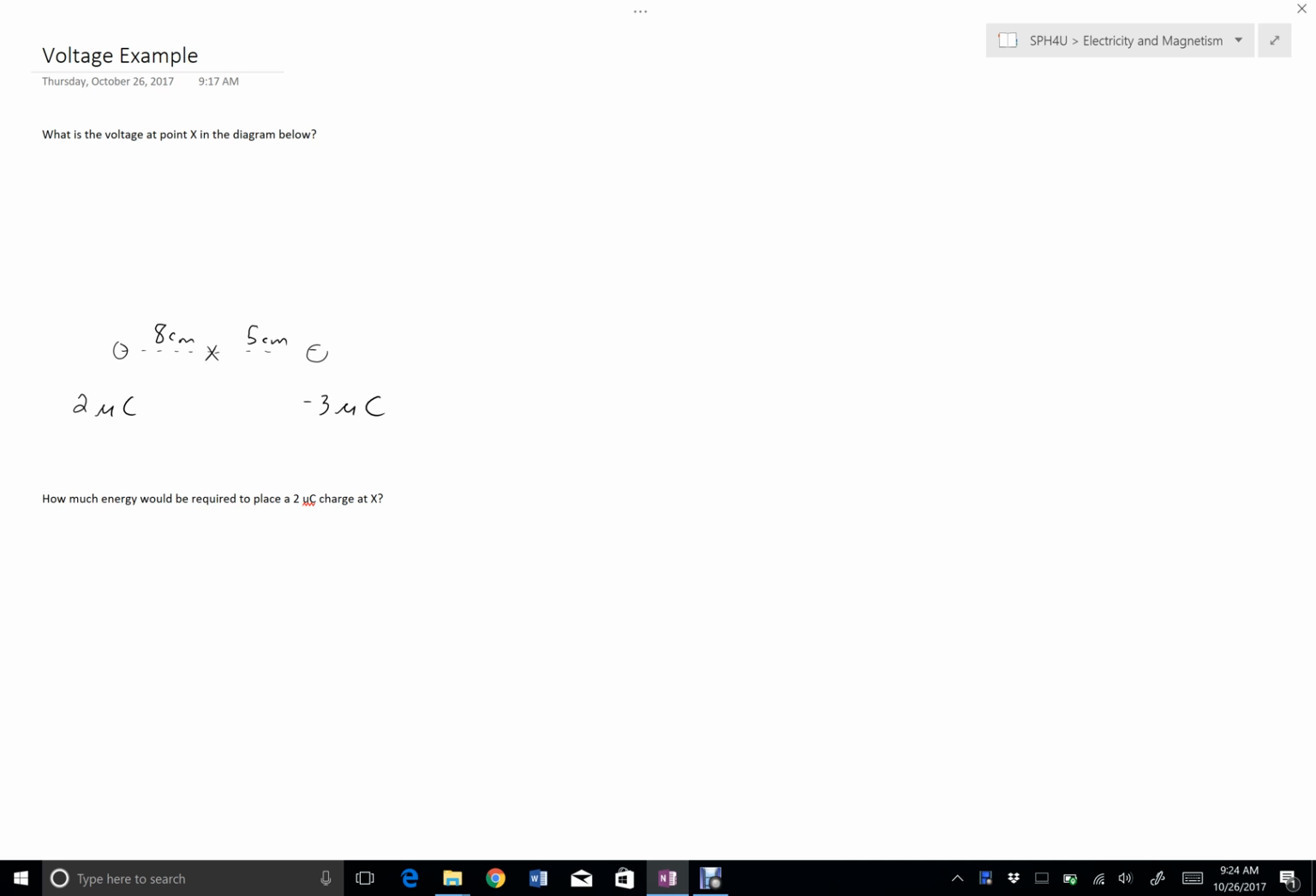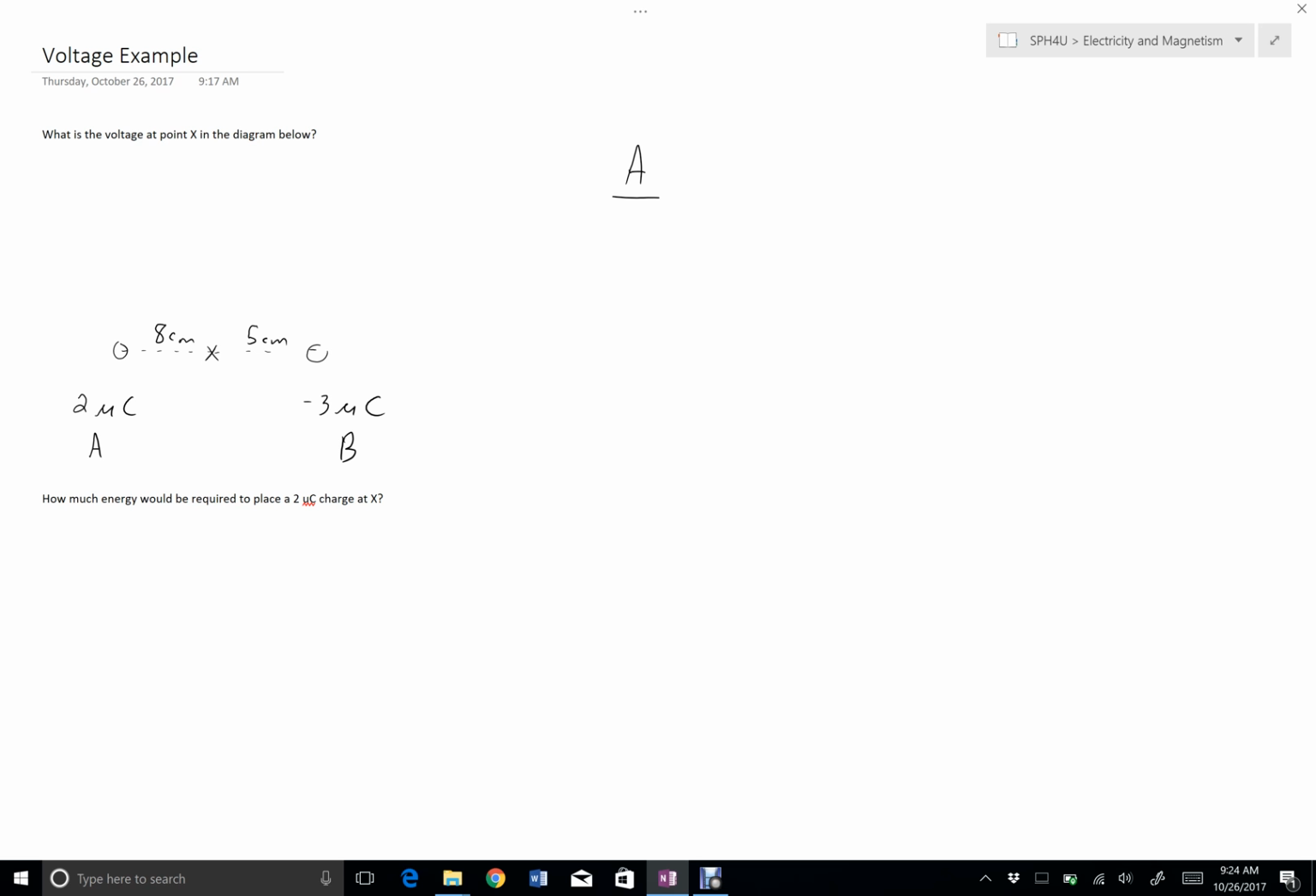And then we'll see how we can use voltage to determine how much energy would be associated with placing a specific charge at location x. So let's find that voltage first. I'm going to call this charge A and this charge B just to keep them set straight.